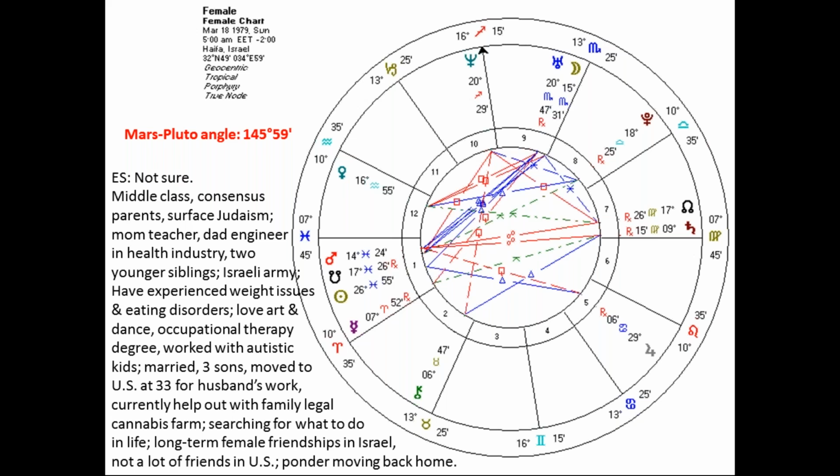This volunteer is not quite sure where she is with evolutionary states. She described the whole individuated state, tipped her toes into spiritualism. She was raised pretty much by middle class consensus parents. They were very light Judaism. Mom was a teacher for special needs kids. Dad was an engineer in the health industry. She had 2 younger siblings.